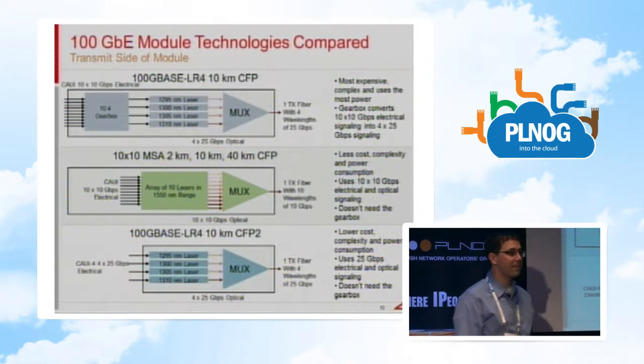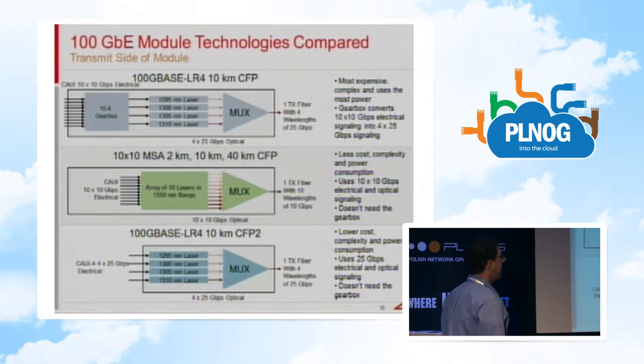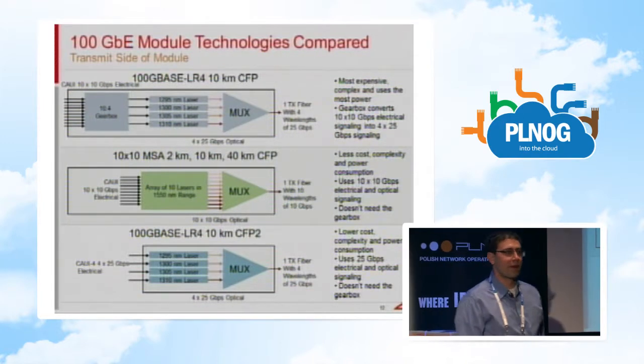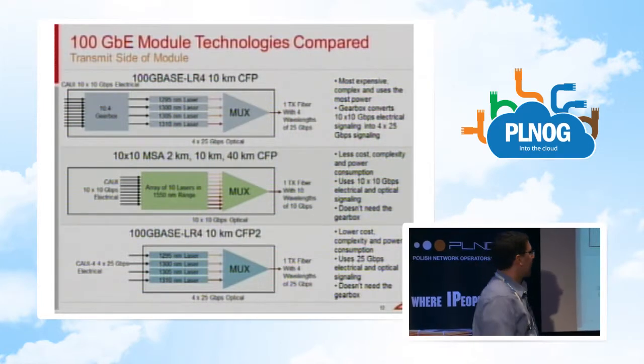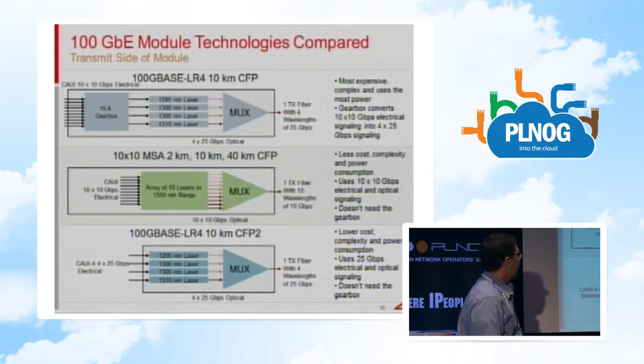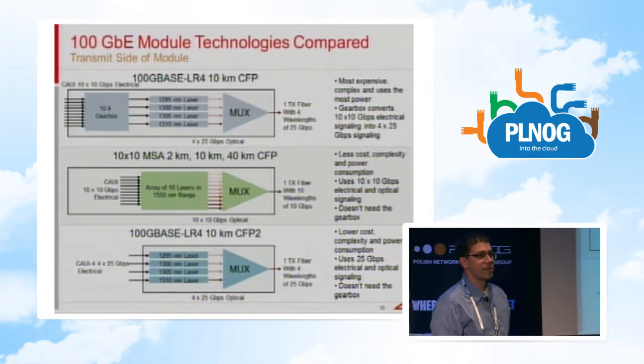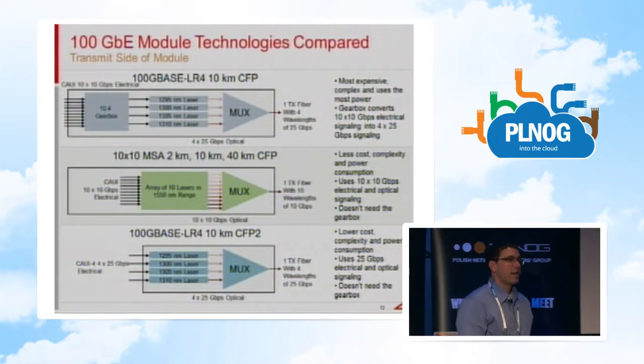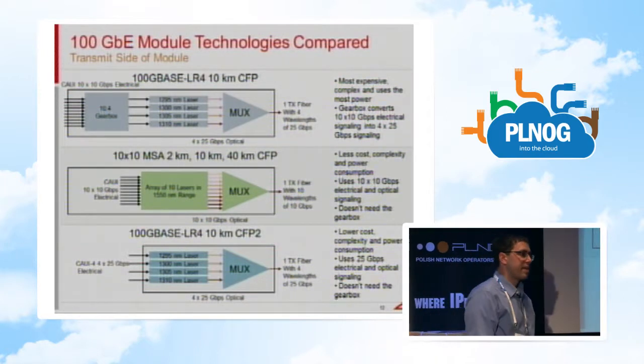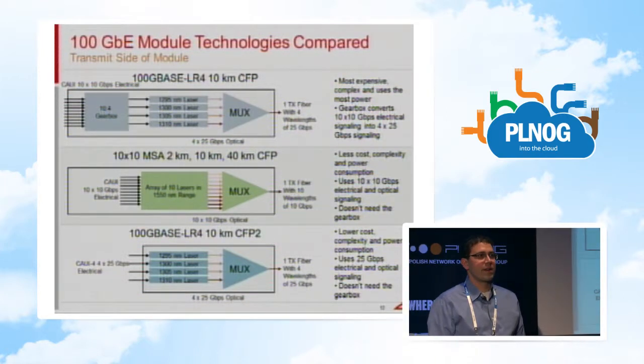So at the end of the day, the 10 by 10 Alliance, which Brocade is a member of, fair disclosure, but then again, so are most of our competitors, really delivers an alternative to the IEEE approach that allows you to buy lower cost optics that plug into the same modules that deliver 100 gigabit Ethernet for a lower cost.